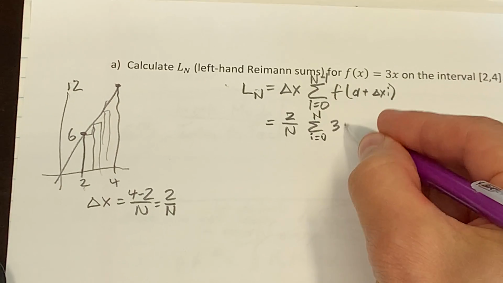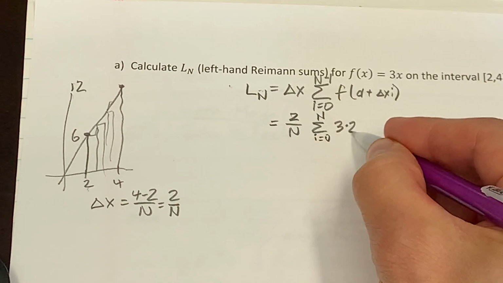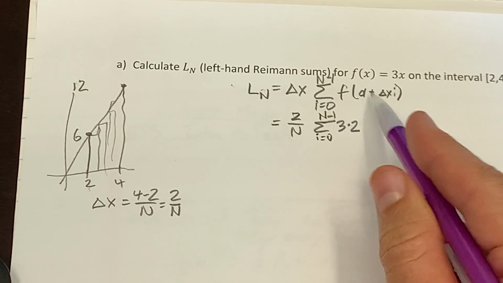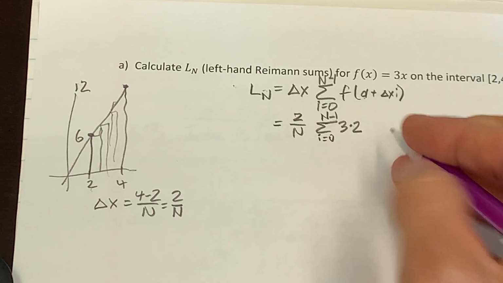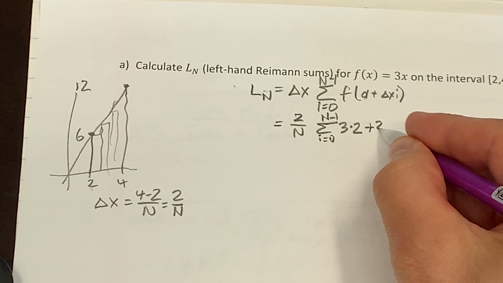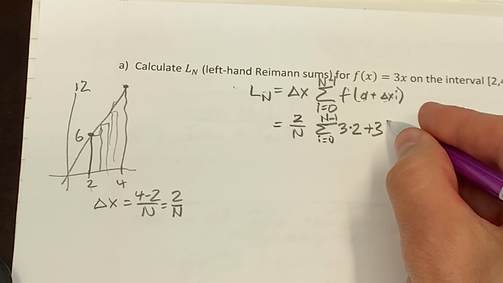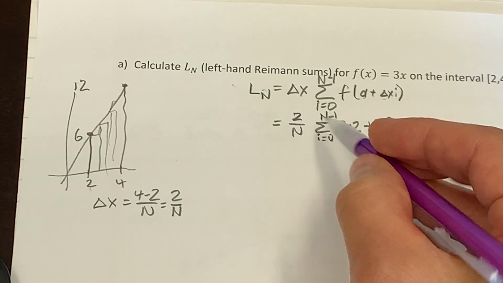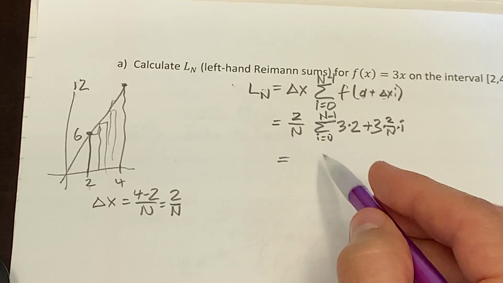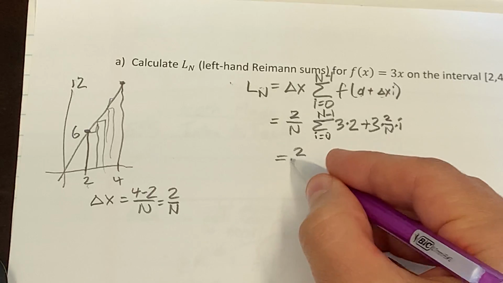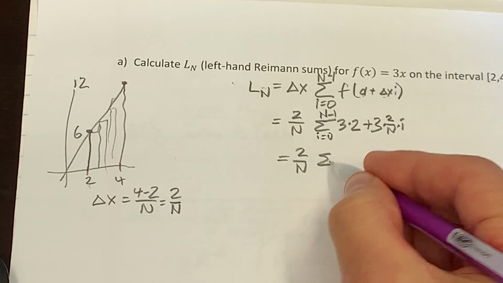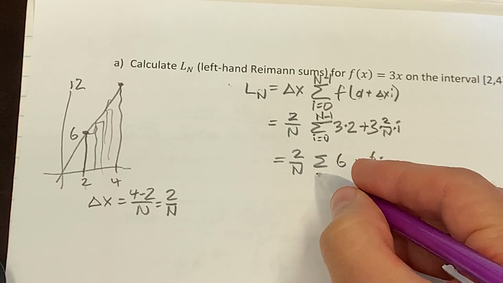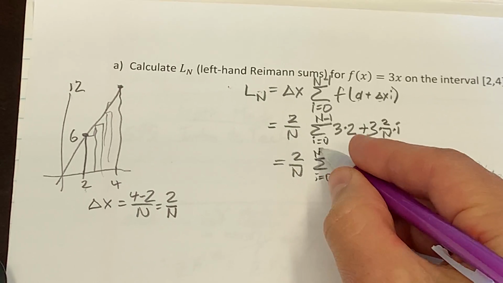Well, we've got 3a, that's 3 times 2. I need the n minus 1. 3a, and then plus 3 delta x i, delta x being 2 over n. Okay, so how do we deal with that? Well, there's sort of two different pieces here. Okay, I'll just tidy it up for a moment. That's 6 plus 6 over n i, i equals 0 to n minus 1.